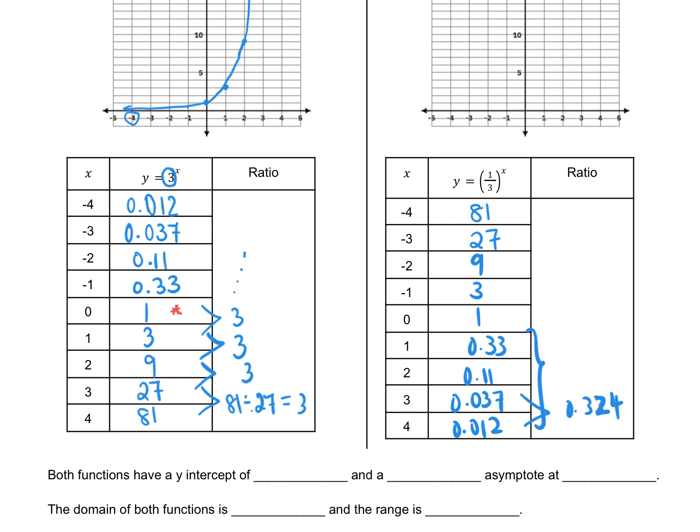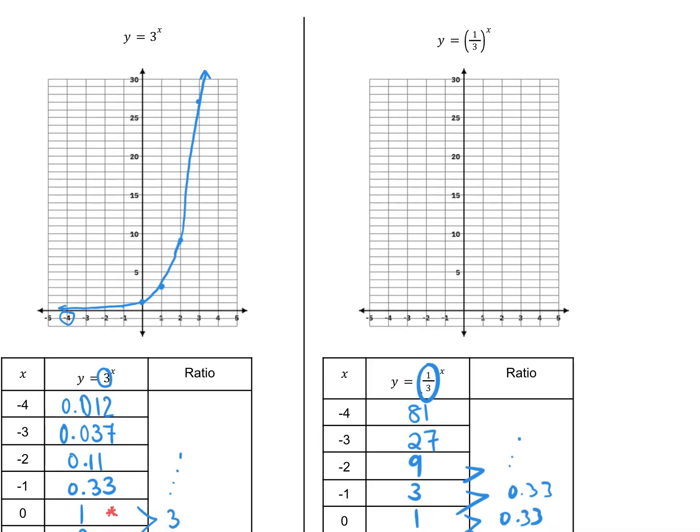And then when I do 0.037 divided by 0.11, I get 0.336. 0.11 divided by 0.33. Okay, this one I actually get a third repeated. 0.33 divided by 1 is 0.33. 1 divided by 3, and so on. And it matches that base. So let's go ahead and graph that.